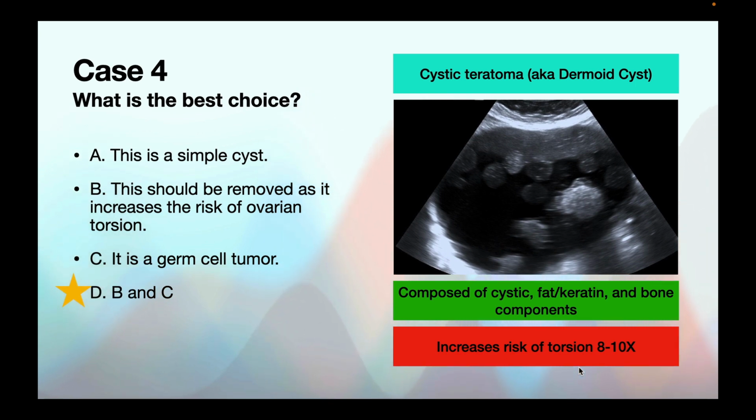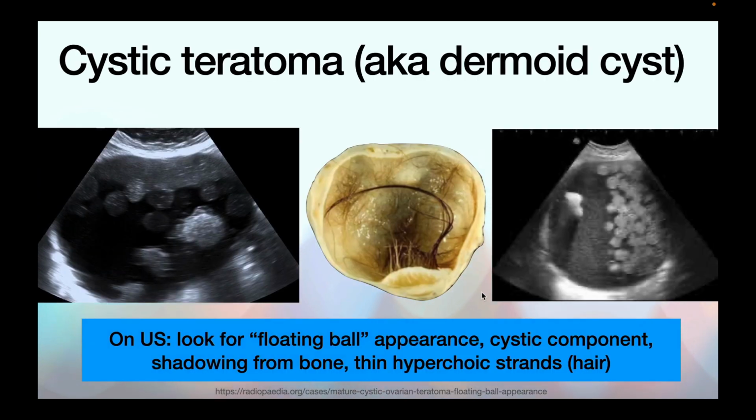And this is why when you have a dermoid cyst or a cystic teratoma, often the treatment is to actually remove it. This is kind of like a gross path of that. You can see that there are hair follicles. There's no more fluid in there, but there's hair. There's almost like a tooth here as well. On ultrasound, you can look for these floating balls, but really if you see mixed components, that should tell you that potentially this is a dermoid cyst.